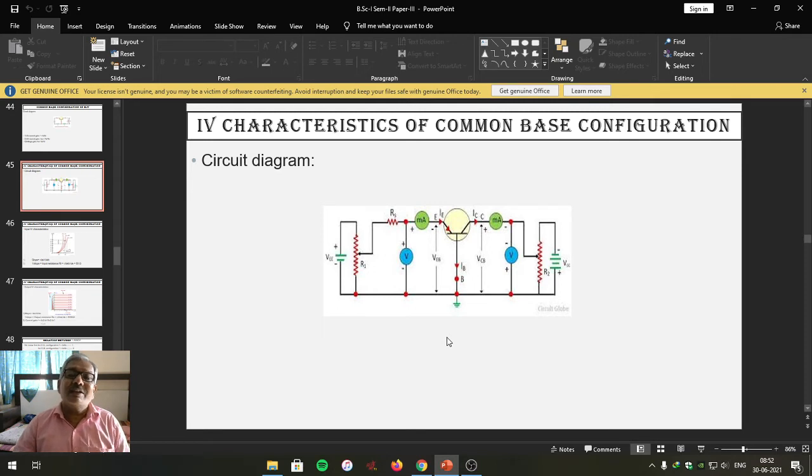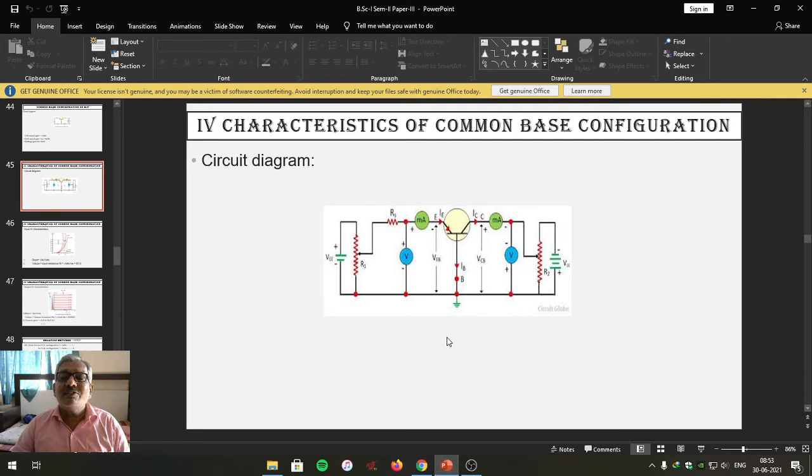One is the input IV characteristics, which is the graph of input current versus input voltage when output voltage is constant. In common base configuration, input current is IE, input voltage is VEB, output voltage is VCB. Therefore, we can say it is the graph of IE versus VEB at constant VCB. Whatever graph we get, those are called the input IV characteristics of common base configuration.